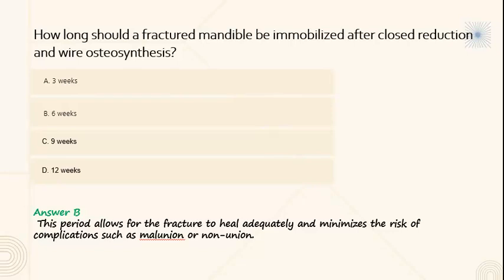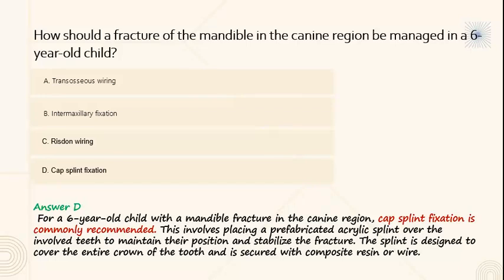Answer B. This period allows for the fracture to heal adequately and minimizes the risk of complications such as malunion or non-union. How should a fracture of the mandible in the canine region be managed in a 6-year-old child?